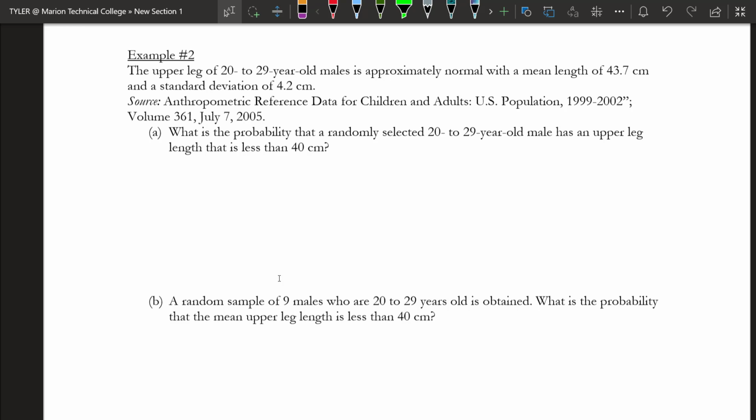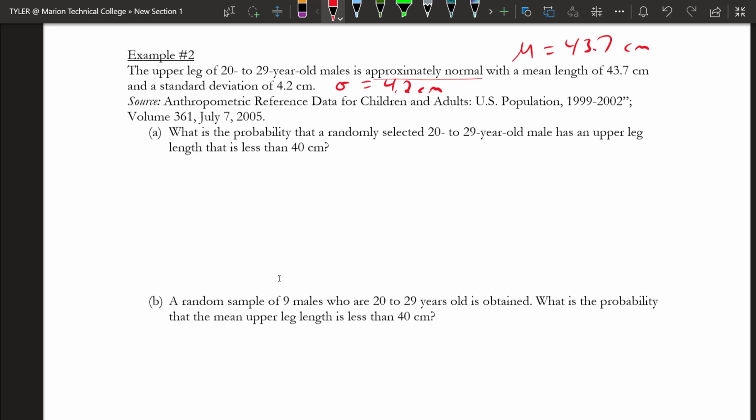So then example 2 says the upper leg length of a 20 to 29-year-old male is approximately normal with a mean length of 43.7 centimeters, so mu is 43.7 centimeters, and a standard deviation equal to 4.2 centimeters. We're told that this variable is approximately normal, so the population is approximately normal. Since our sample comes from a population that's approximately normal, remember we expect the sampling distribution of x bar to be approximately normal as well.